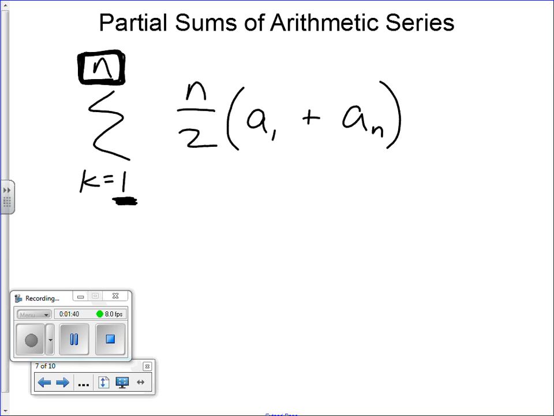So what we have from this is our overall formula for finding any partial sum of an arithmetic series. This is a formula you're going to need to know backwards and forwards, up and down.